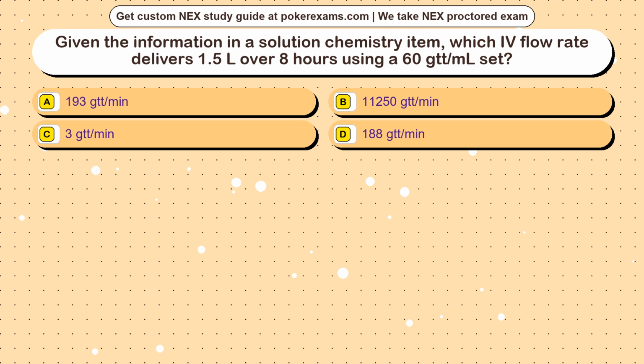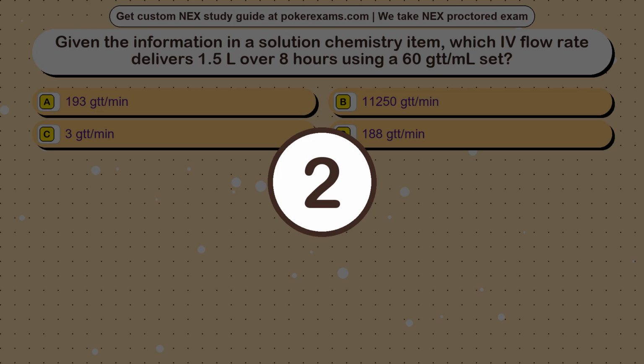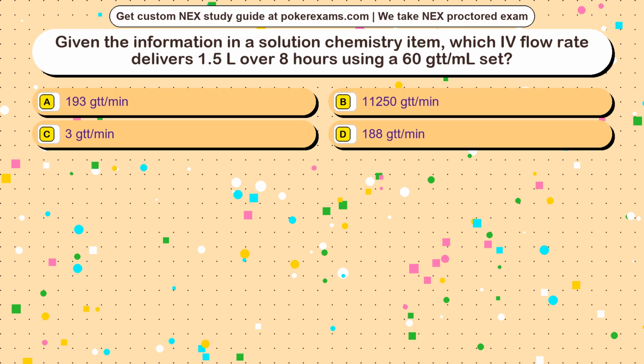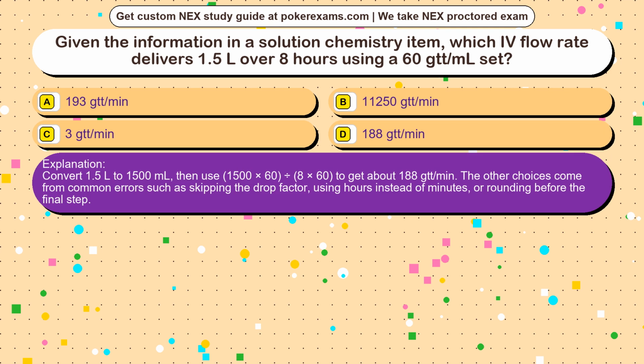Question 6. Given the information in a solution chemistry item, which flow rate delivers 1.5 L over 8 hours using a 60 GTT/mL set? Option A, 193 GTT/min. Option B, 11,250 GTT/min. Option C, 3 GTT/min. Option D, 188 GTT/min. The correct answer is option D. Convert 1.5 L to 1,500 mL, then use 1,500 times 60 divided by 8 times 60 to get about 188 GTT/min. The other choices come from common errors such as skipping the drop factor, using hours instead of minutes, or rounding before the final step.